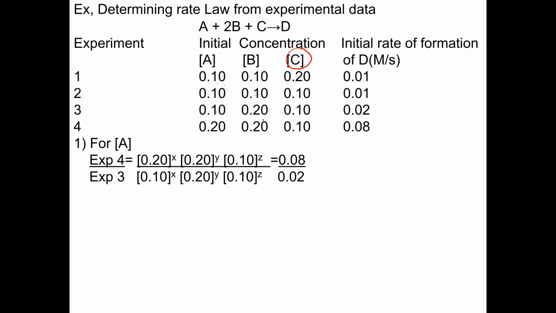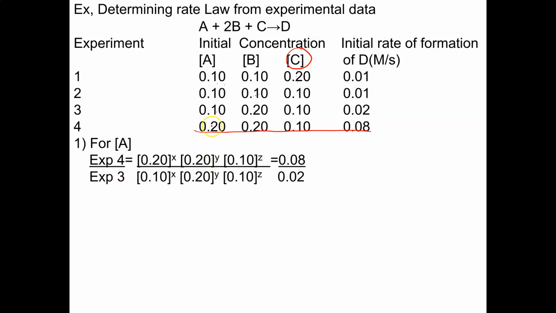Put the whole experiment 4. All I did was take everything here, write it down, and raise it to x, y, and z. You could pick any 3 letters, A, B, C, J, K, L. I don't care. Those are just variables. What I'm trying to do is solve for them.